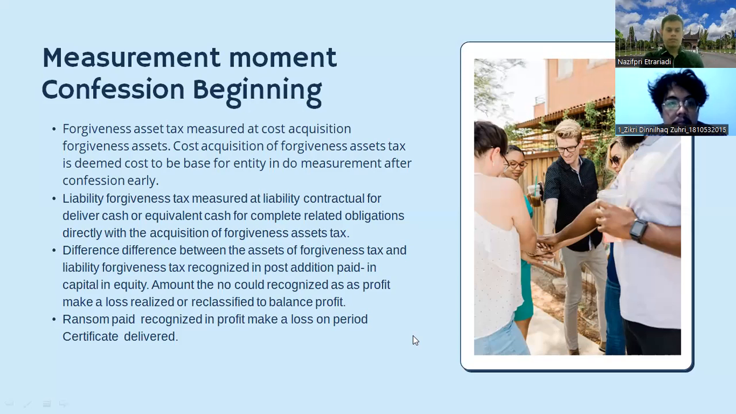Measurement at initial recognition. Tax amnesty assets are measured at the acquisition cost of the tax amnesty assets. The acquisition cost of tax amnesty assets is deemed cost to be used by the entity in measurement after initial recognition. Tax amnesty liability is measured at the contractual liability to deliver cash or cash equivalents to complete the obligation related directly to the acquisition of tax amnesty assets. The difference between the tax amnesty assets and tax amnesty liabilities is recognized in additional paid in capital in equity. It is not recognized as a profit or loss, realized or reclassified to retained earnings. Ransom paid is recognized in the certificate delivered.